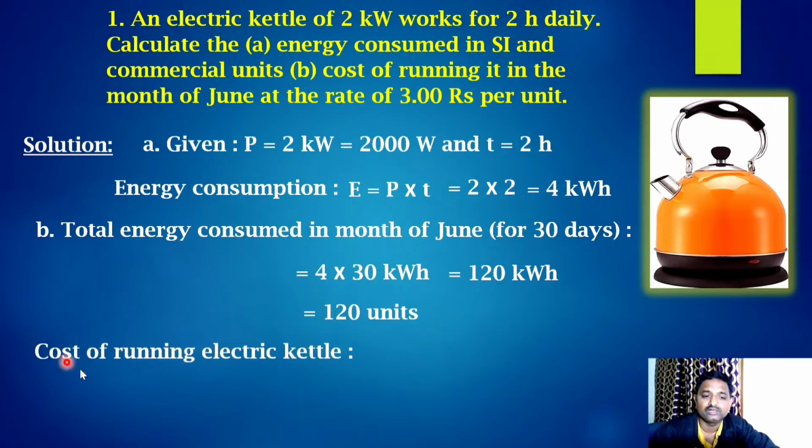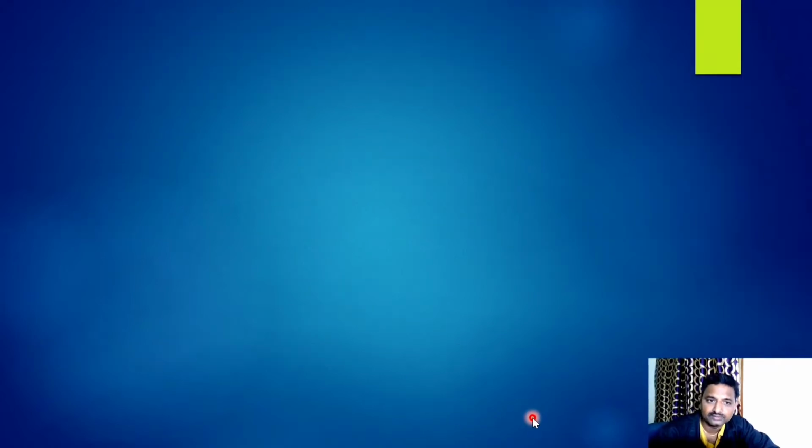Now we have to find the cost of running the electric kettle. See, they have given per unit 3 rupees. So for 120 units, how much? That is 120 into 3 rupees. So we got 360 rupees. That's about B. Now we will go with the second question.